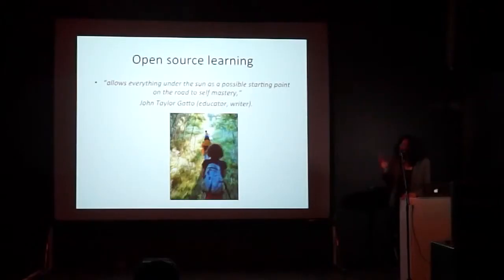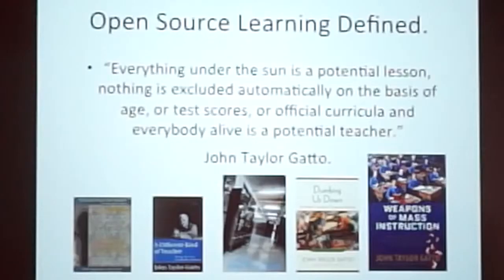But so this quote: open source learning allows everything under the sun as a possible starting point on the road to self-mastery. So you're going to hear a few more quotes from my fan. I'm a fan of him, sorry. So open source learning defined again, everything under the sun is a potential lesson. Nothing is excluded automatically on the basis of age or test scores or official curricula, and everybody alive is a potential teacher. And I actually said even mass murderers, but I decided not to include that part there.